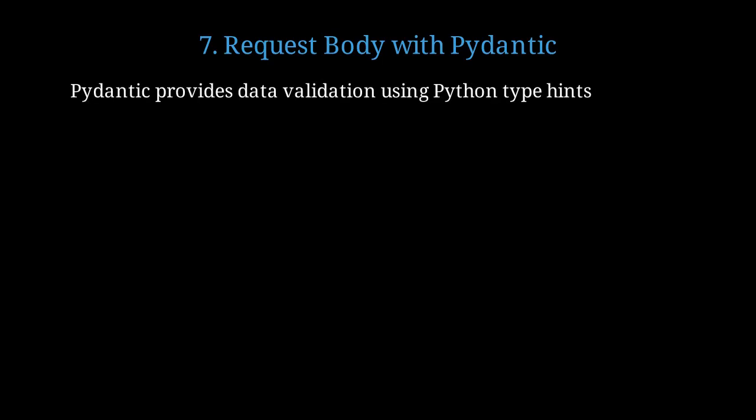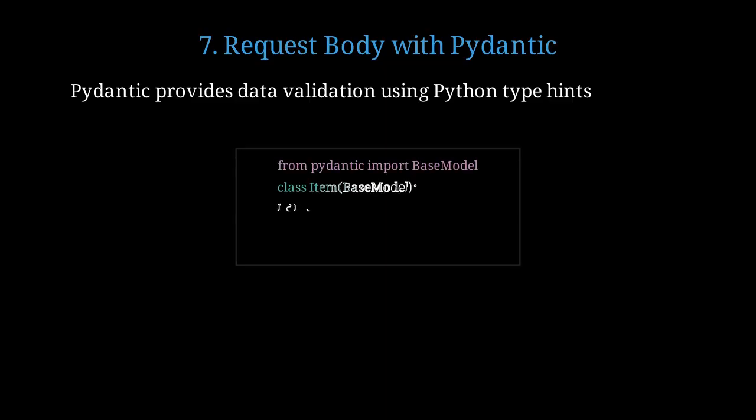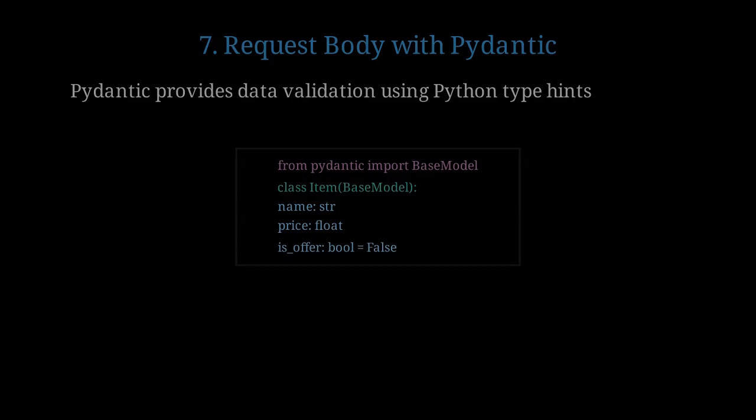FastAPI uses Pydantic models to validate and parse request bodies automatically. Pydantic provides automatic data validation using Python type hints, making your API robust and type-safe. Define a Pydantic model by inheriting from BaseModel and specifying fields with type hints. FastAPI will validate incoming data against this schema.